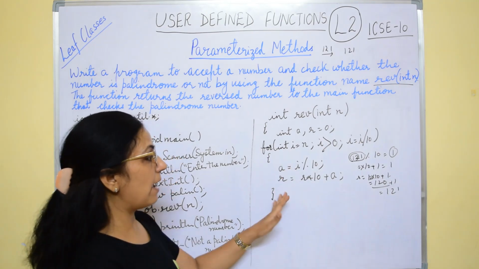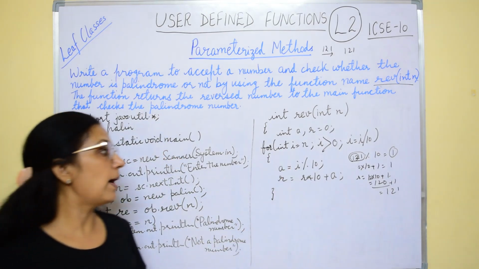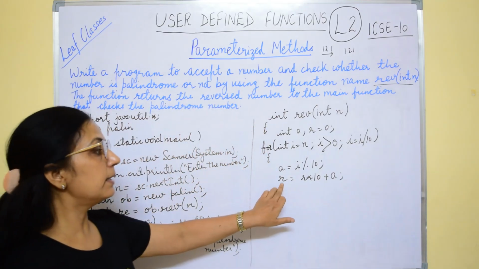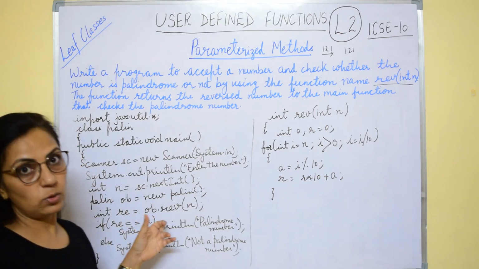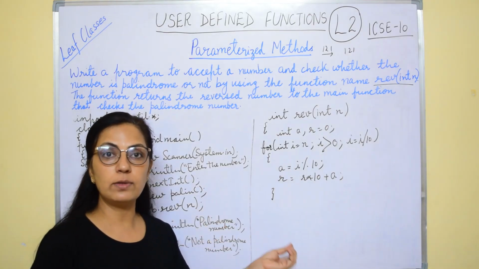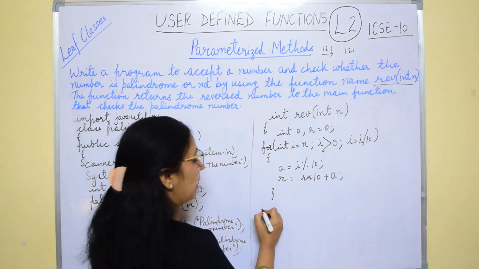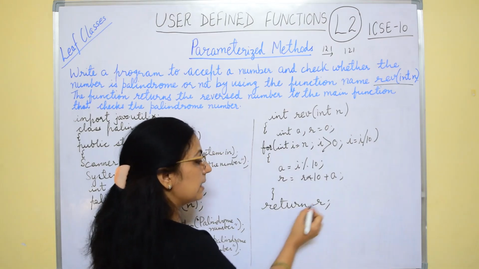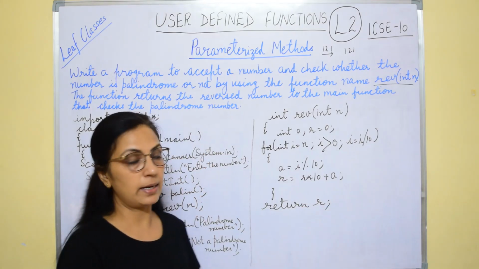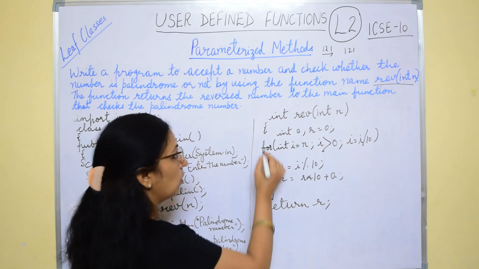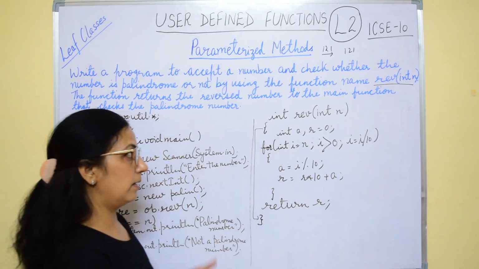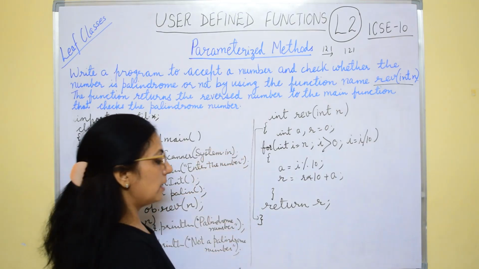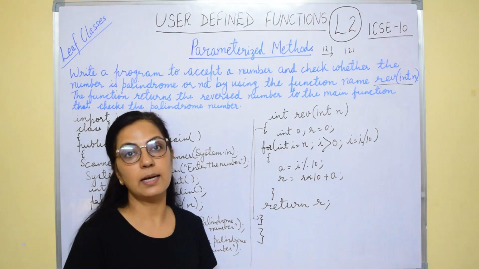After we have calculated the reverse value in the r variable, what we have to do is return this reverse number to its caller function. Which is the caller function of this? Main is the caller function. So here we are returning r. You can write return r like this, or r you can put within brackets, both are correct. And after this you close the body of the reverse function, and here we have closed the main function, and then you will close the class.